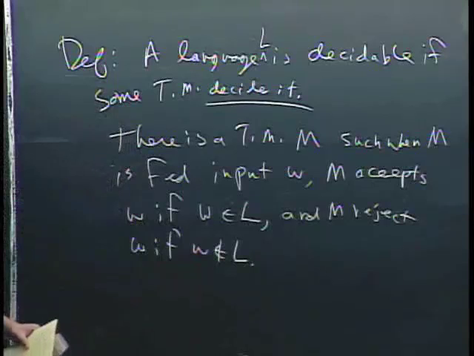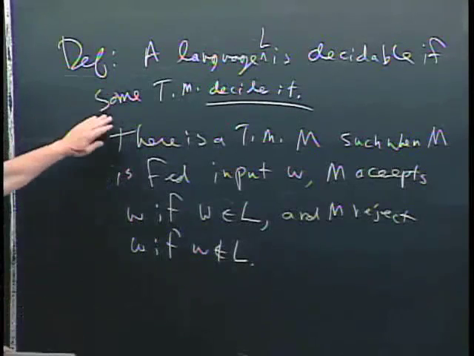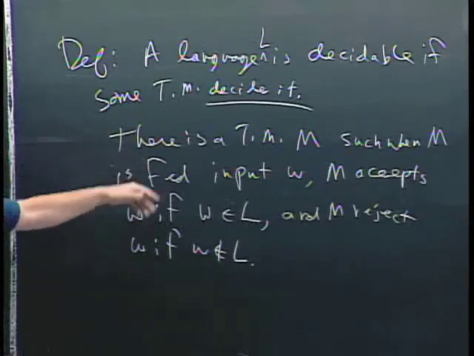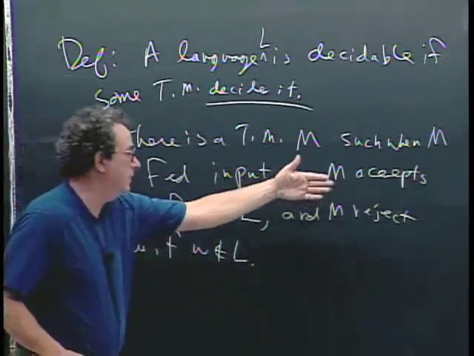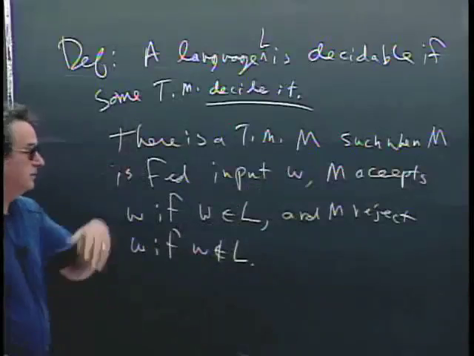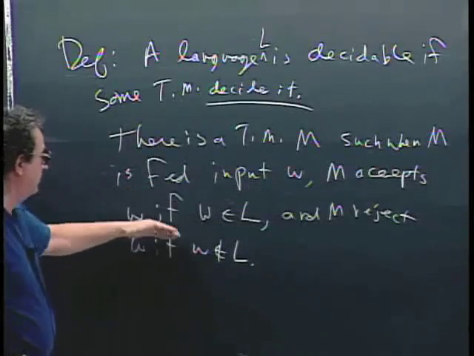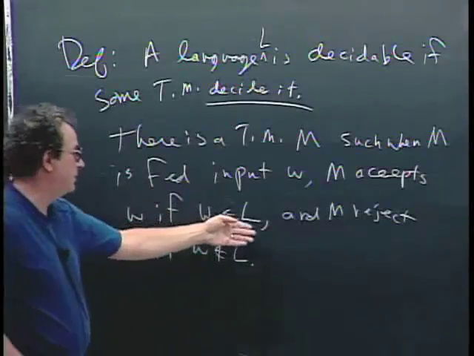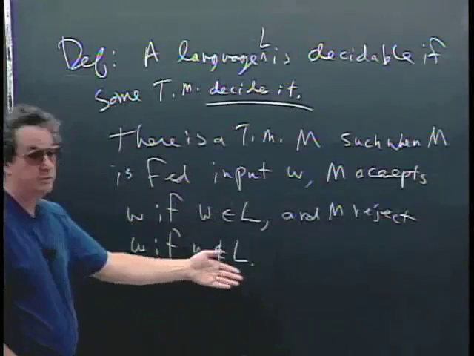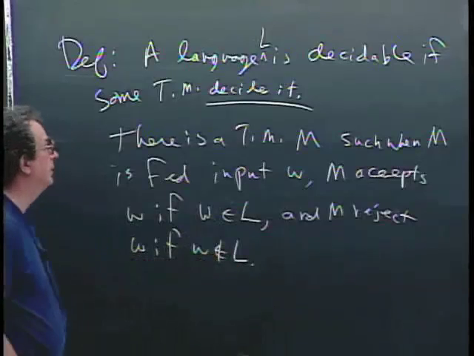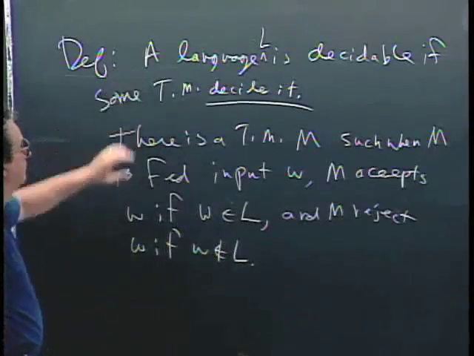Okay? So M is a decider. It decides the language L. So whatever input is given to W, M will either accept or reject. It always terminates. And it will accept if W is in L, and it will reject if W is not in L. Okay? And that's what it means for a language to be decidable.